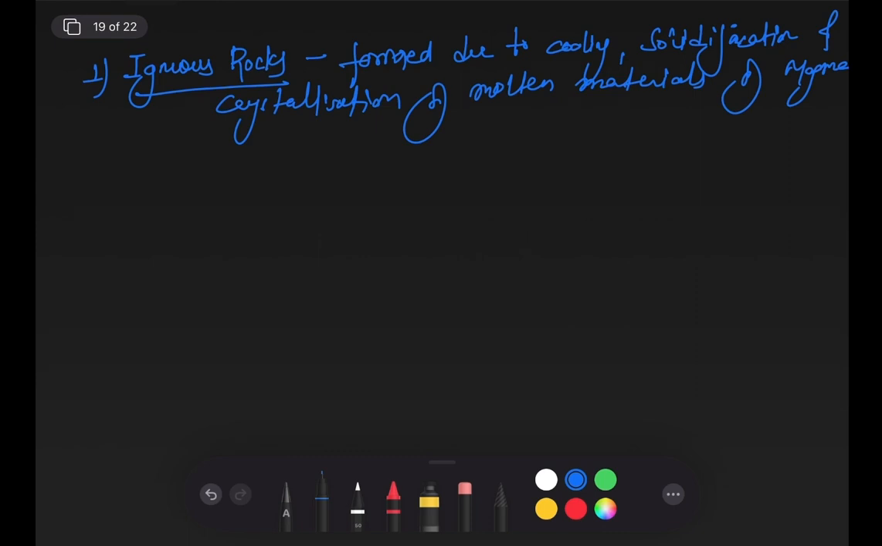Igneous rocks are also known as primary rocks because they are the first to form. Other rocks form because of these primary rocks. Igneous rocks are formed directly from the magma. And igneous rocks are of two types: intrusive igneous rocks and extrusive igneous rocks.